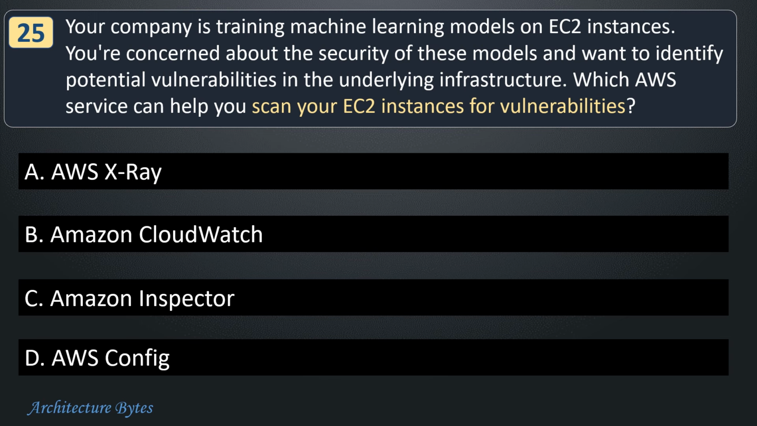Your company is training machine learning models on EC2 instances. You are concerned about the security of these models and want to identify potential vulnerabilities in the underlying infrastructure. Which AWS service can help you scan your EC2 instances for vulnerabilities? Options: AWS X-Ray, Amazon CloudWatch, Amazon Inspector, or AWS Config.